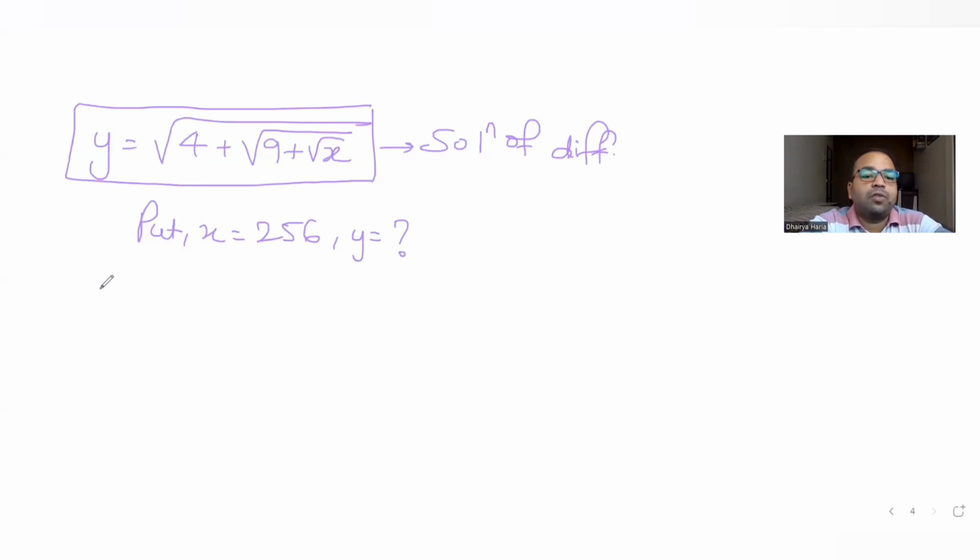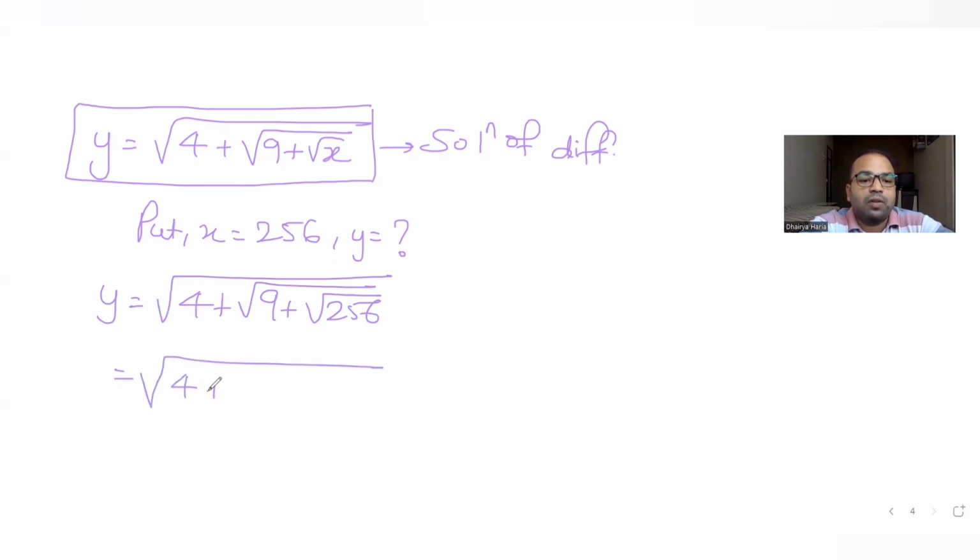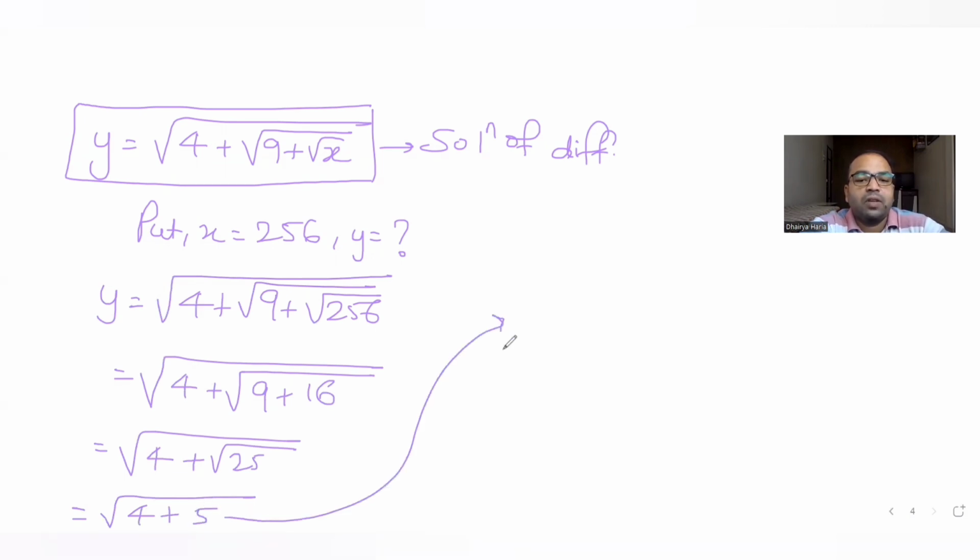So putting x is equal to 256, y is equal to root of 4 plus root of 9 plus root of 256. So now, if you see the square root of 256 is 16, so 16 plus 9 is 25. So square root of 25, I get that as 5. If I extend it here, it becomes root of 4 plus 5, that is 9. So y turns out to become 3. And that is the answer for the question which is given to us.